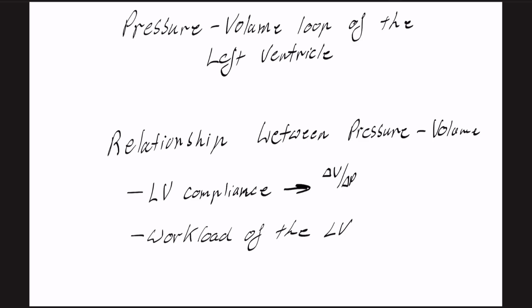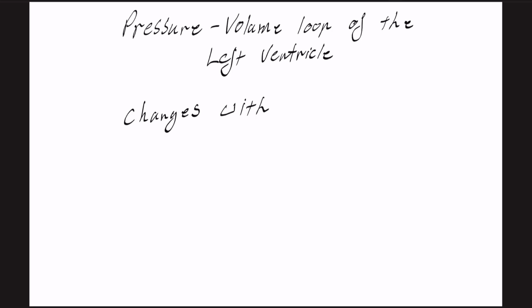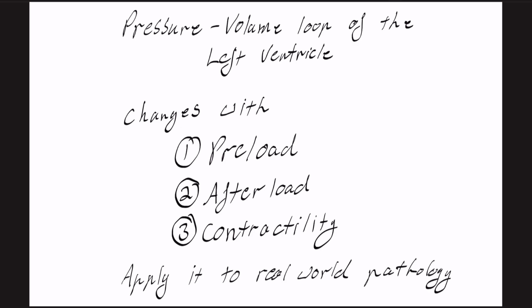Now, when we talk about the pressure volume loop of the left ventricle, it helps us understand three variables involved in heart function, and these are preload, afterload, and contractility. And by understanding the pressure volume relationship, we can also understand how preload, afterload, and contractility affect it, and we can apply it to the real world.